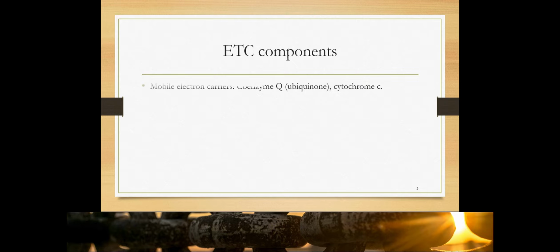All right, I mentioned before that we're going to see what Q does. Q, also called coenzyme Q or ubiquinone, and cytochrome C are what we call mobile electron carriers. Mobile means you can move a lot. So in our electron transport chain, electrons are moving from one complex to the other. But those complexes are attached to the inner mitochondrial membrane, and they cannot move. So they need other molecules to help move those electrons from one complex to the other. Ubiquinone is one of those mobile carriers. Cytochrome C is also one of them.